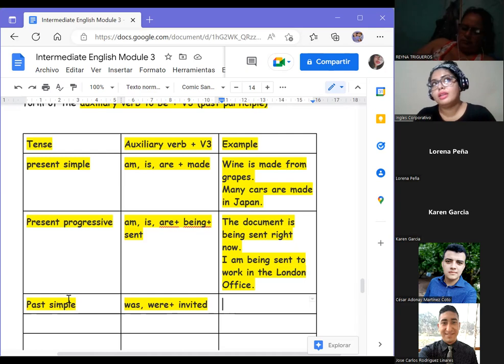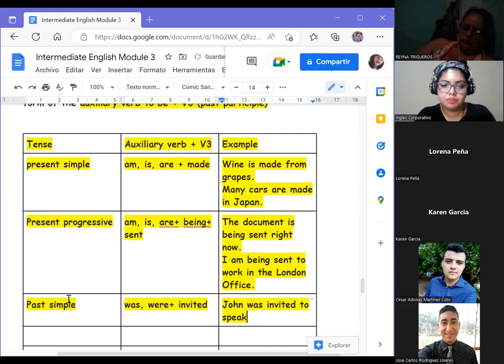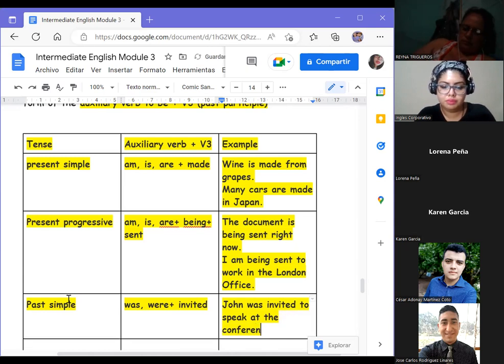John, and in this case we're going to see some passive voice, because we're constructing just the sentences. So, John was invited to speak at the conference. And then, we were invited to Daniel and Mary's wedding.